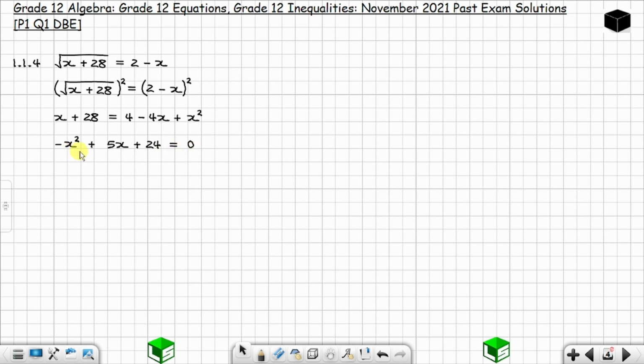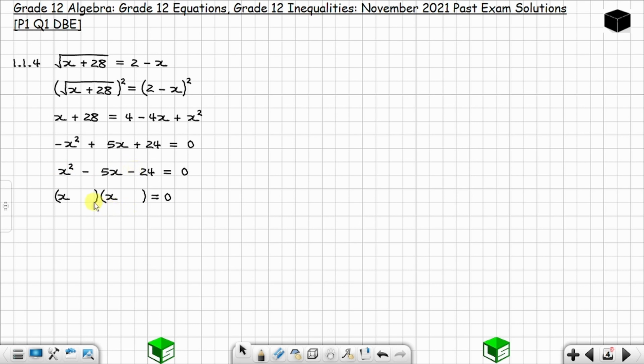From here, what you can do is multiply by negative 1 throughout, so that the coefficient of x squared is 1. When you multiply by negative 1 throughout, you have x squared minus 5x minus 24 is equal to 0. Now this can be factorized into 2 pairs of brackets like this, equal to 0, and you have x times x to get this.